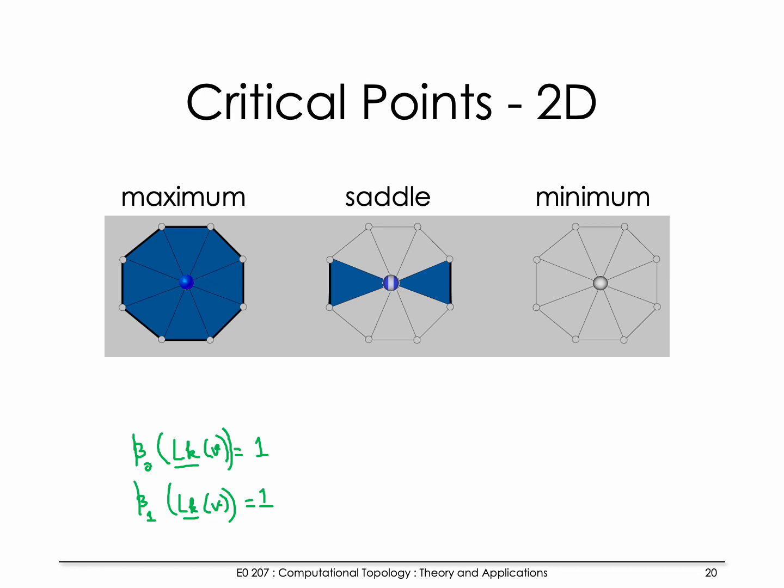What happens for a saddle? Well, before that, maybe let's look at the minimum. The minimum is characterized by the fact that all the neighbors have function value greater, so the lower link is empty, which means that Betti 0 of the lower link is going to be 0. So which means that Betti 1 naturally is also 0, right? So I just write that down.